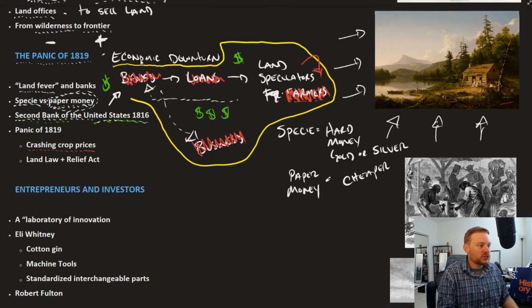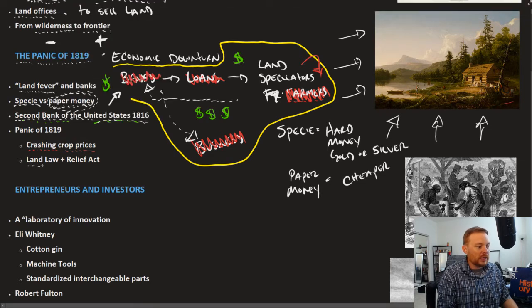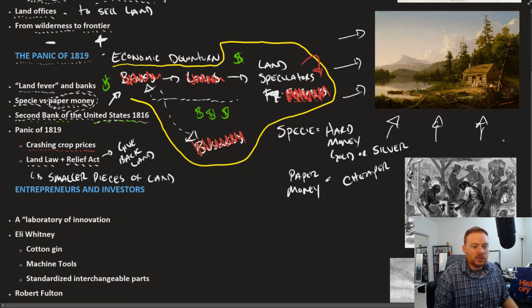There were actions to try and relieve some of these economic measures. The land law made smaller pieces of land available, right, at a cheaper price. The Relief Act meant that farmers could give back land that they bought but couldn't afford. But this panic lasted for a good 4 years, and it's going to leave an imprint, right, on the United States.